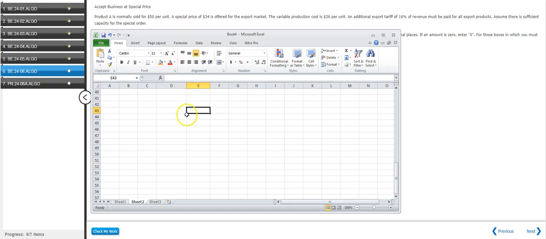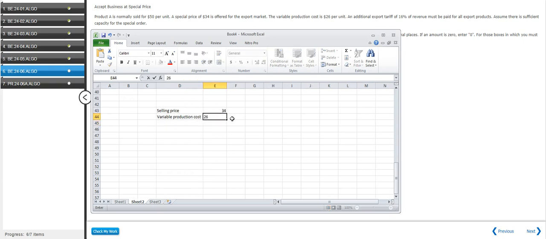Alright, let's go and get started here. The selling price is 34. The variable cost is 26. And then the tariff is defined as being equal to 16%.